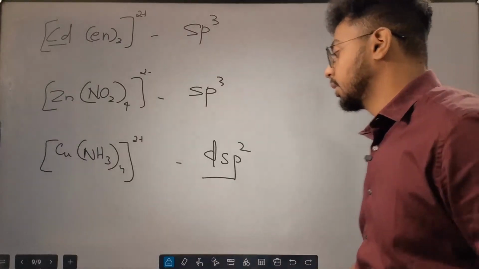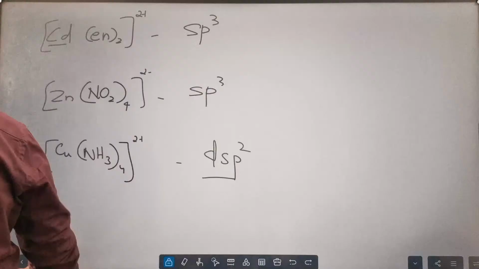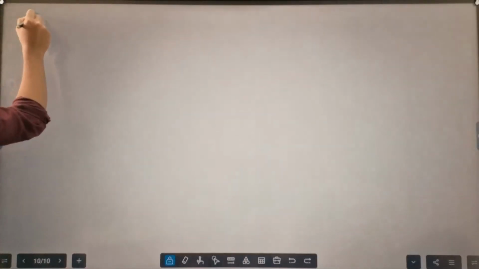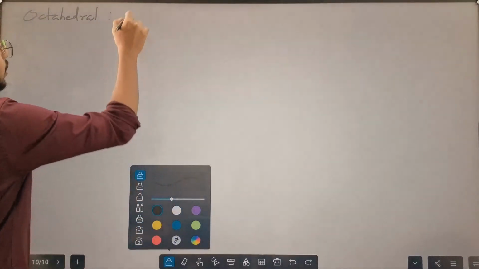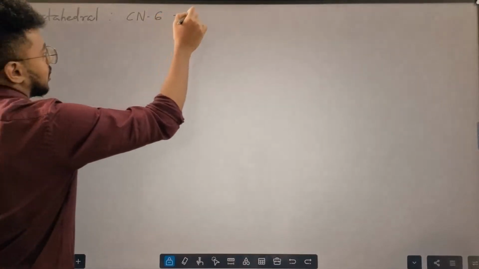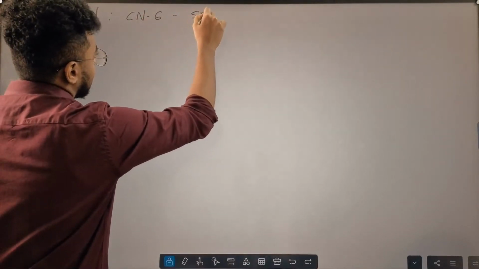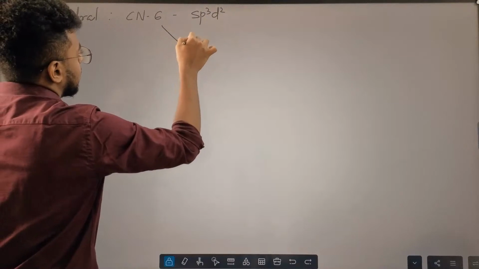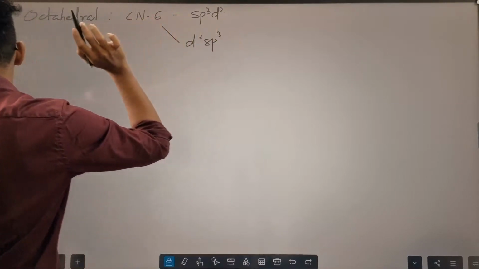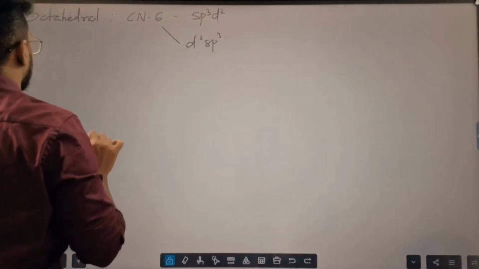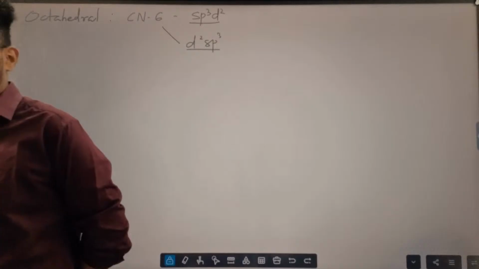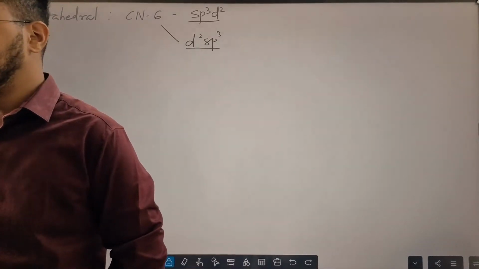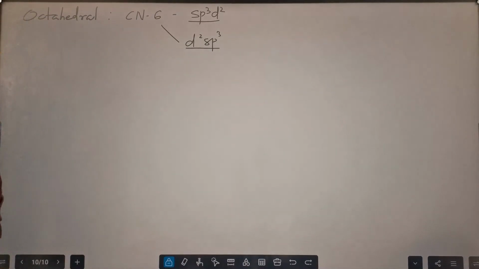So again for octahedral complexes, we also have some set of rules. For coordination number 6, the geometry is octahedral, and we get sp3d2 or d2sp3 configuration.